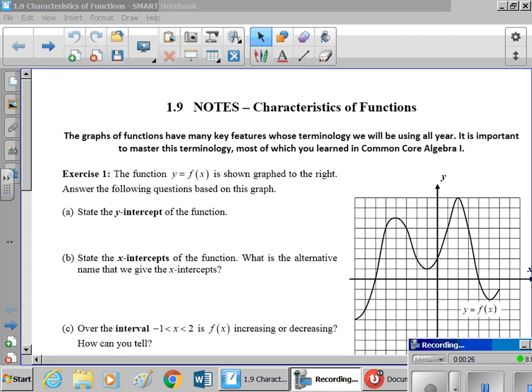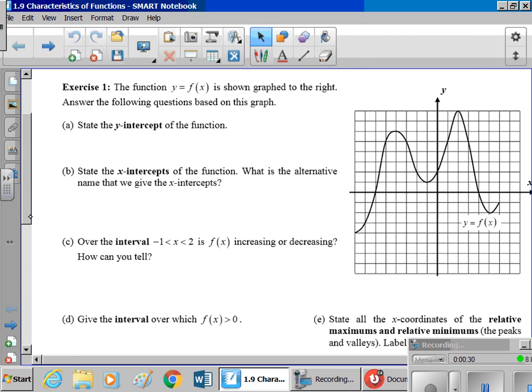So, exercise 1. The function y equals f of x. They're saying that there's a relation that's a function, shown in the graph at the right. Answer the following questions based on this graph. State the y-intercept of this function. The y-intercept sits right here, and that is the point.